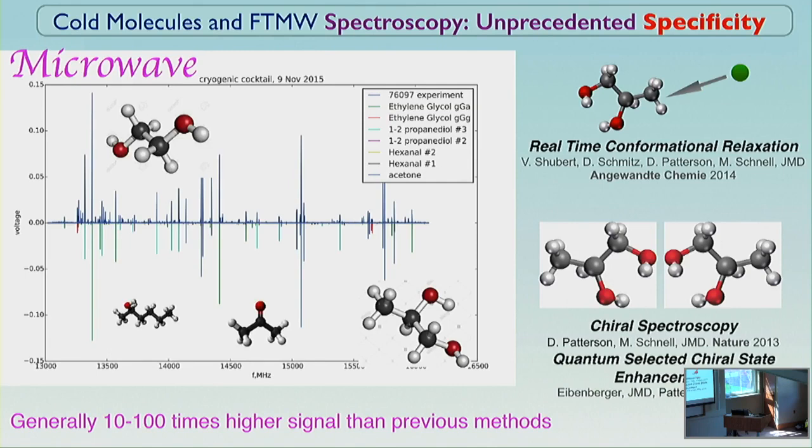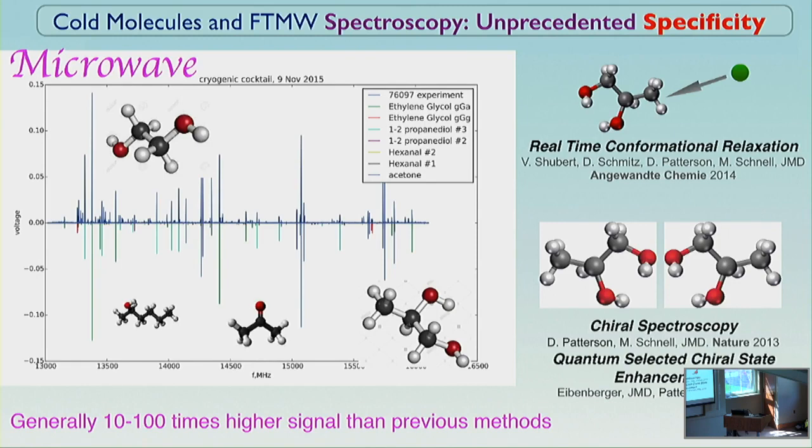And these lines don't overlap, except in the case where you have a very, very large number of molecules in the mixture. And so this kind of approach generally has about 10 to 100 times higher signal than previous methods. And we've used it to study conformational relaxation, doing chiral spectroscopy. You can use microwaves to do chiral spectroscopy, etc.